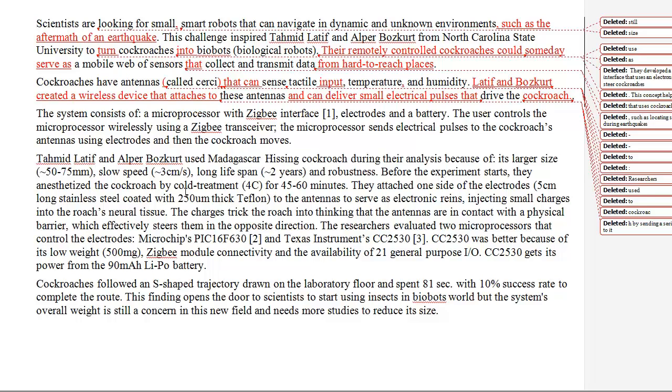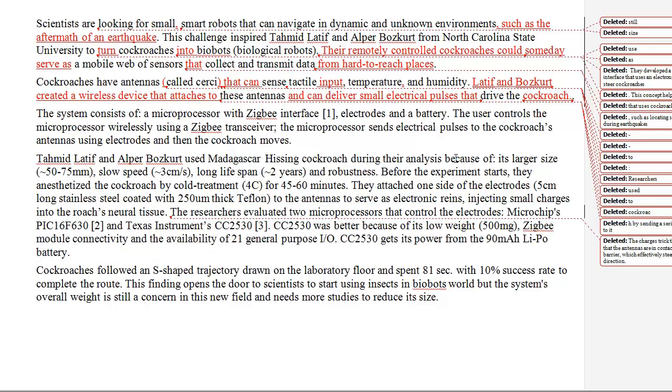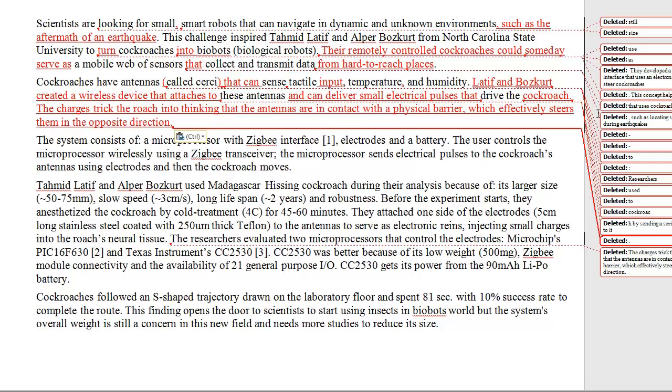And I really like this sentence that they have down in the third paragraph. The charges trick the roach into thinking that the antennas are in contact with a physical barrier, which effectively steers them in the opposite direction. When I read that, I finally got exactly how this device works. So I thought that detail is really important to have early on, because it really tells the reader exactly how this thing works. So I'm going to leave the second paragraph at just that. It gives me a high level summary of what the device does and how it works. And it's an easy to read summary, so the reader can immediately picture how this thing works.